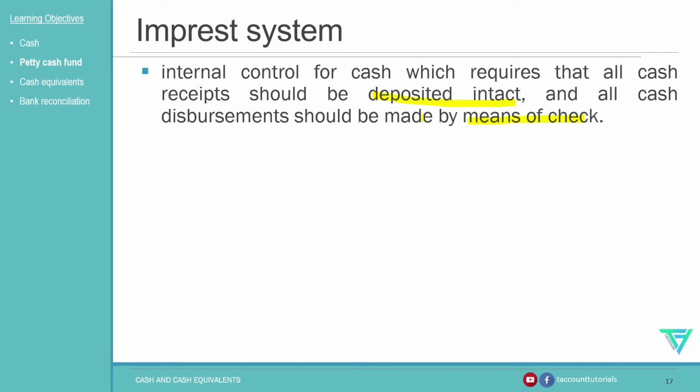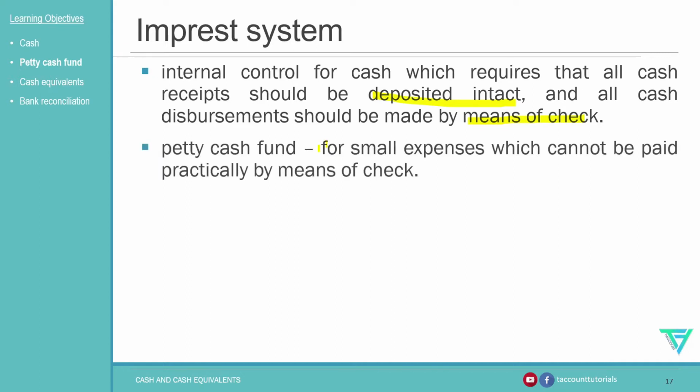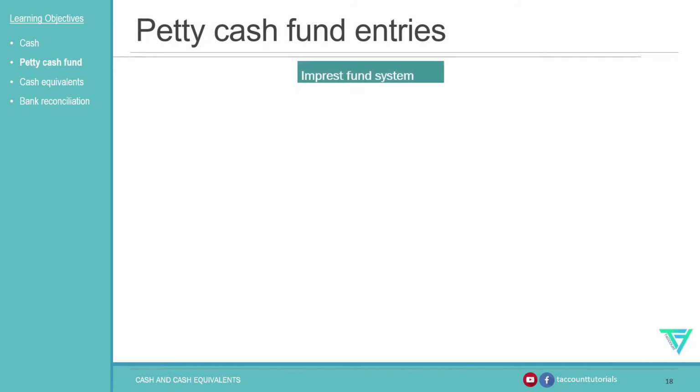However, it is impractical to issue a check for petty expenses, for small expenses. That's why a company must establish a petty cash fund. So a petty cash fund is a fund for small expenses which cannot be paid practically by means of check. There are two accounting systems for petty cash fund: the imprest fund system and the fluctuating fund system.